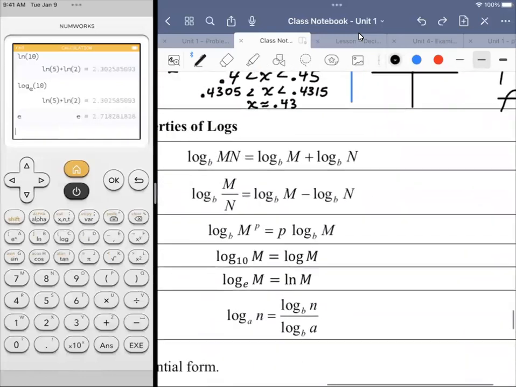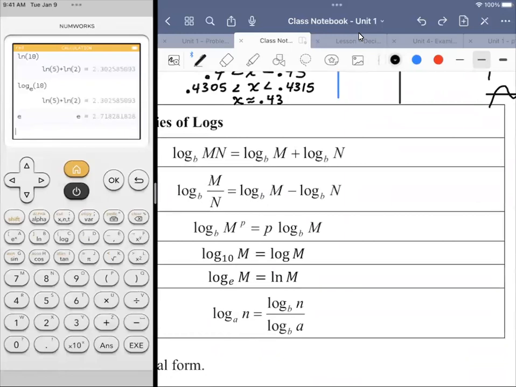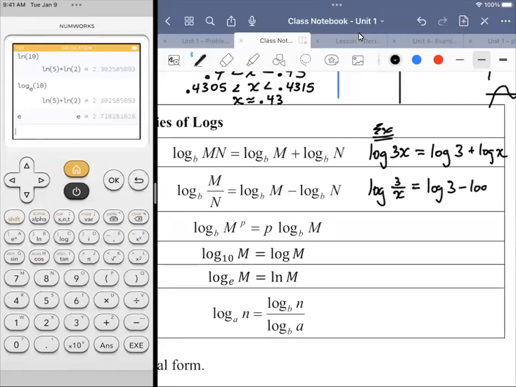What this product rule is telling me is, if I have something like log of 3x, so these are my examples here, you could write that as log of 3 plus log of x. I'm going to do this without a base, so I'm assuming a base 10 logarithm, just to streamline it. If I have log of 3 over x, that's the same as log of 3 minus log of x.